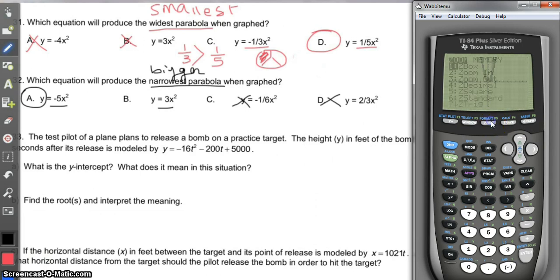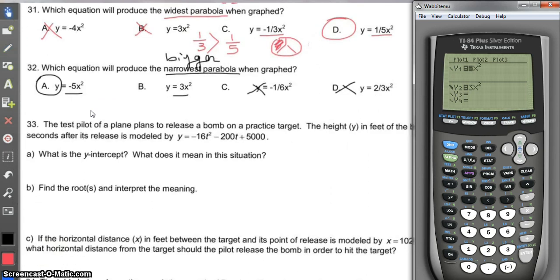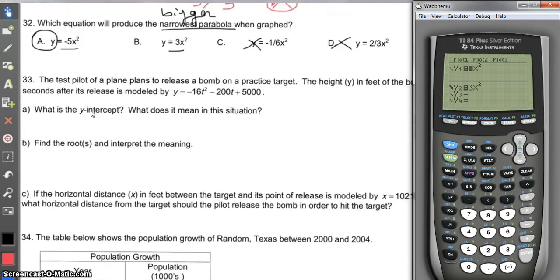let's zoom in since you cannot really see it. So number 2 is zoom in, press enter. As you can see, the regular one is going to be the narrower one. So the regular is going to be the 5x squared, so A is your answer. This is how you can tell. So this is for narrower and wider. Now let's move on to 33.